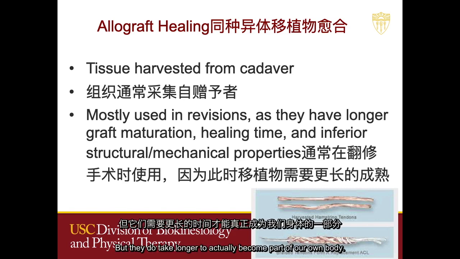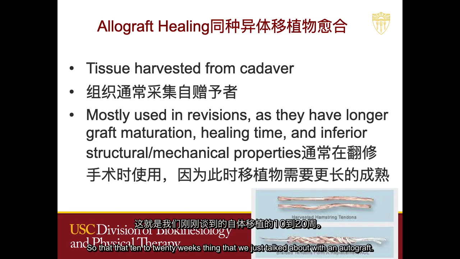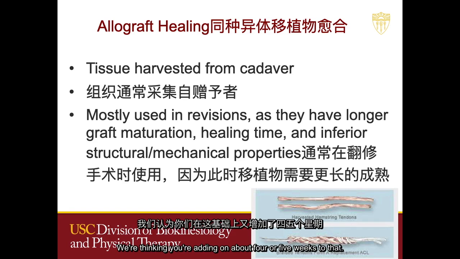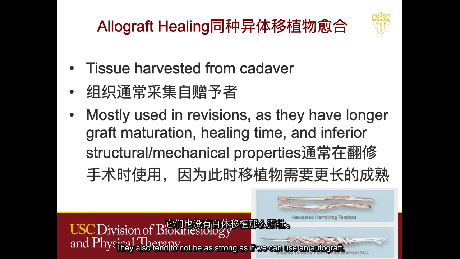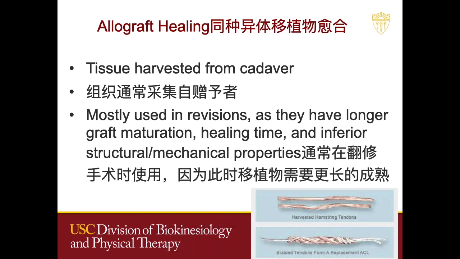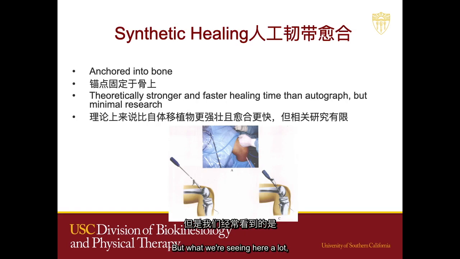But they do take longer to actually become part of our own body. So that 10 to 20 weeks thing that we just talked about with an autograft, we're thinking you're adding on about 4 or 5 weeks to that. They also tend to not be as strong as if we can use an autograft. So autograft is the better way to go. But what I'm seeing a lot in China is synthetic grafting. And so this is a very, very new procedure to use some sort of synthetic ACL, so something that's not part of them.